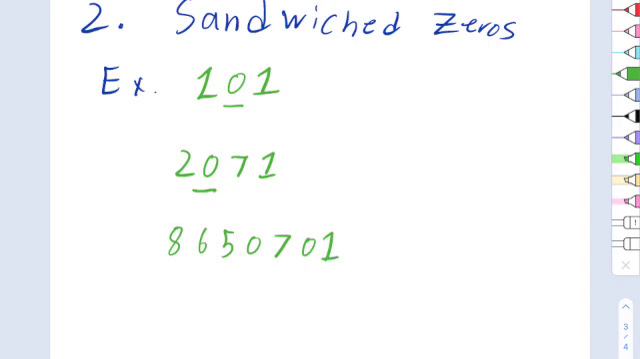Same logic, the next number, 2071, would have 4 significant digits in total, because that 0 also counts as a significant figure. And finally, the last number would have 7 significant figures in total.